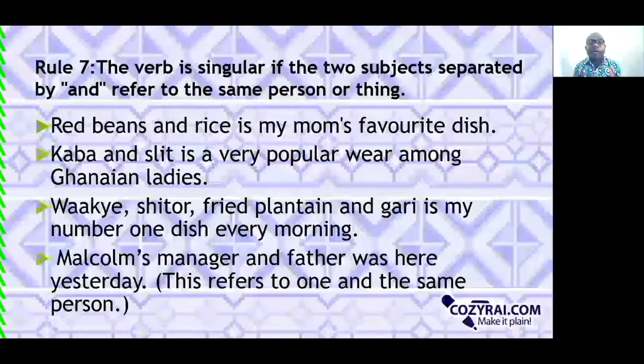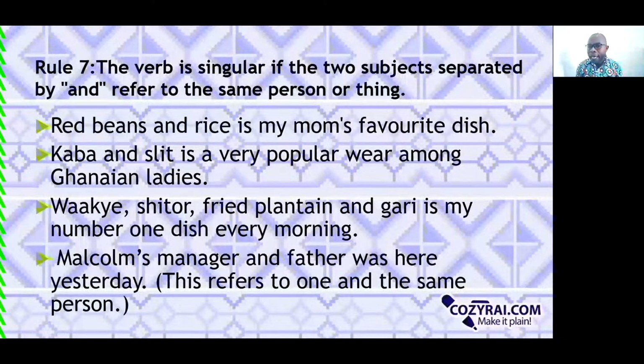Rule number 7. The verb is singular if the two subjects separated by and refer to the same person or thing, which means there is a possibility that even if we use and to join two subjects, the two subjects will be just but one thing or one person. So the verb is singular if the two subjects separated by and refer to the same thing or the same person. Let's look at it.